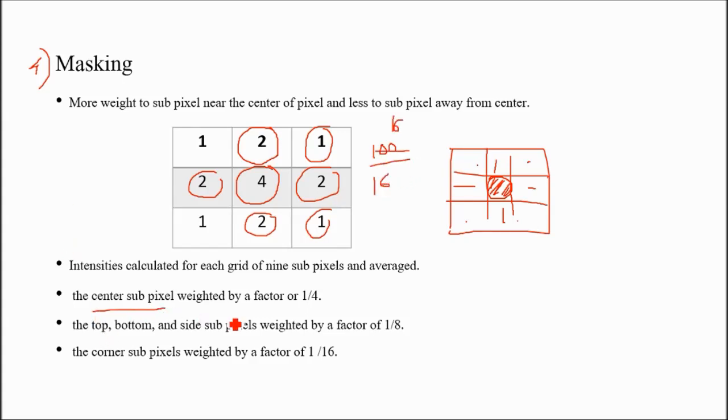Hence the center subpixel is weighted by a factor of 1 by 4, the top, bottom and side subpixels are weighted by a factor of 1 by 8, and the corner ones are weighted by a factor of 1 by 16. So the pixel at the center will look darker or brighter compared to the nearer ones, and we get a line with less aliasing effect. That is about aliasing and anti-aliasing techniques. We have studied 4 techniques: super sampling, area sampling, pixel phasing and masking.